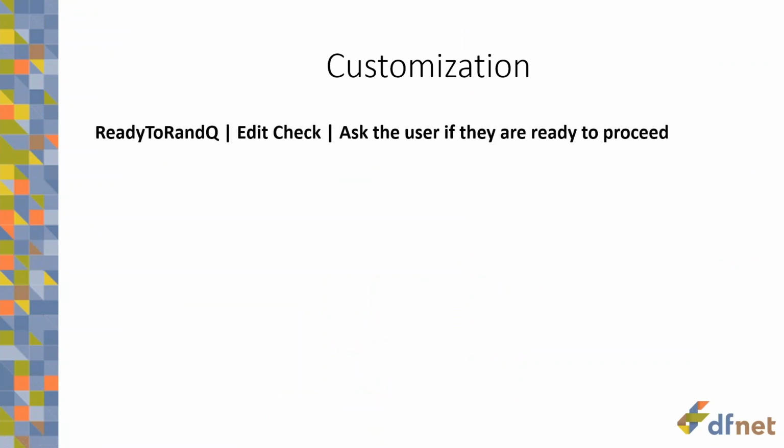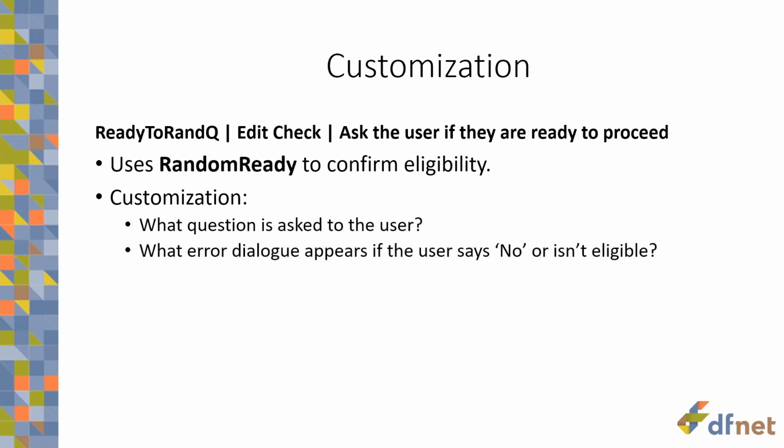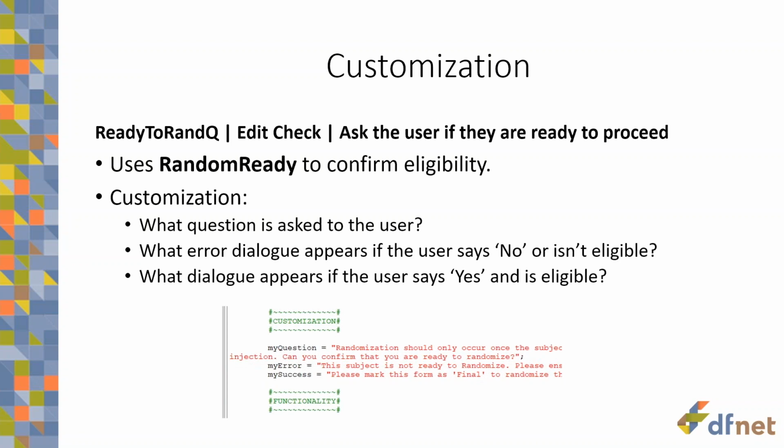So the next piece is the ready to ran queue. This is the question that gets prompted to the user asking if they would like to proceed. This uses the random ready function that we just covered to confirm eligibility. So before asking the user if they want to proceed, it will use that function and confirm that they are actually eligible to proceed. You get to decide what question is asked to the user, what error dialog appears if the user says no or isn't eligible, and what dialog appears if the user says yes and is eligible.